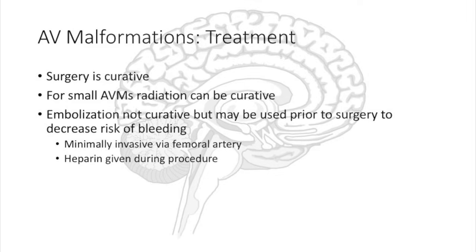Treatments for AV malformations include surgery and radiation. Embolization, however, is not curative, but may be used prior to surgery to decrease the risk of bleeding. This can be done by giving a catheter through the femoral artery.